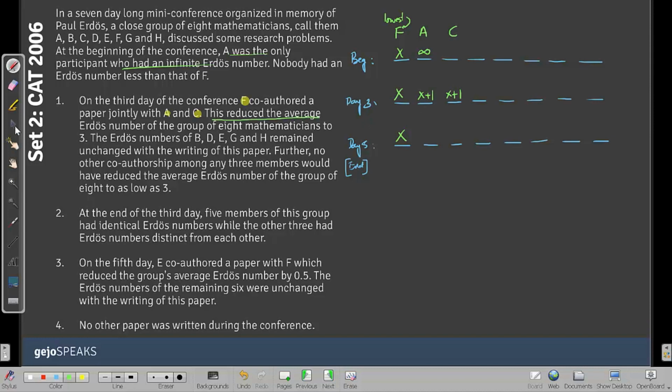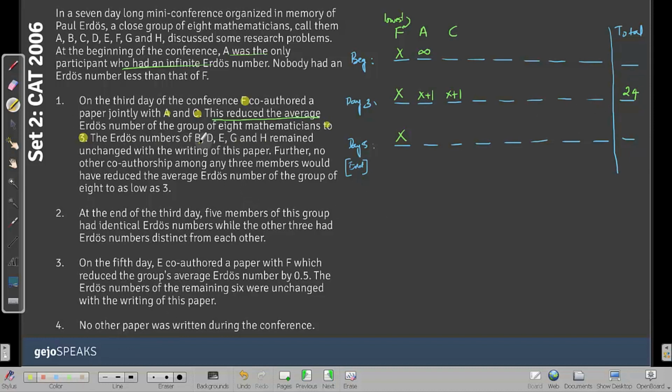This reduced the average Erdos number of the group of 8 mathematicians to 3. The average has gone to 3. So which means we need to look at a total value. It would probably make sense to think over the total here. If the average is equal to 3, there are 8 of them, the total will go to 24. So let me pick another color. The total in this case is 24, right?